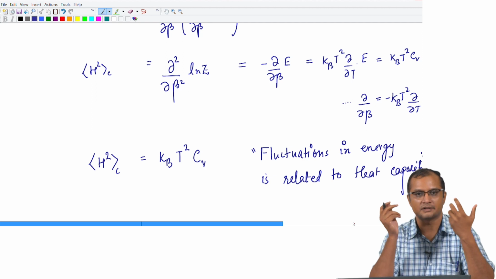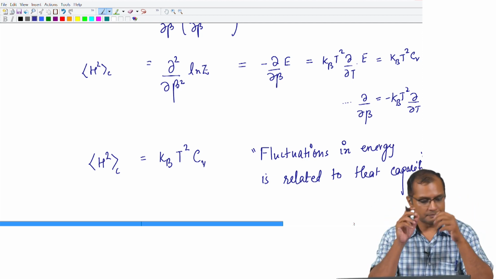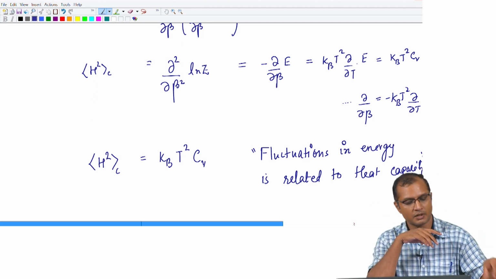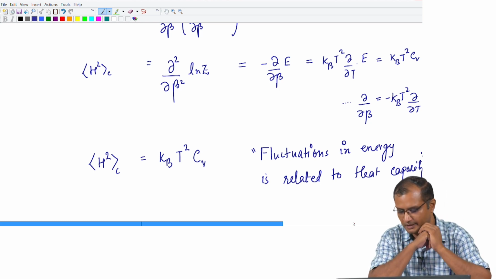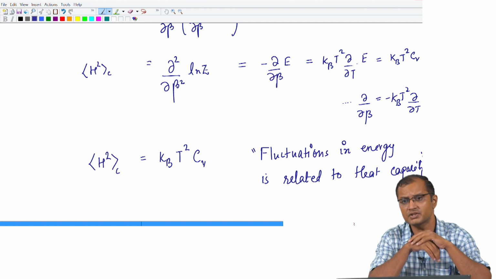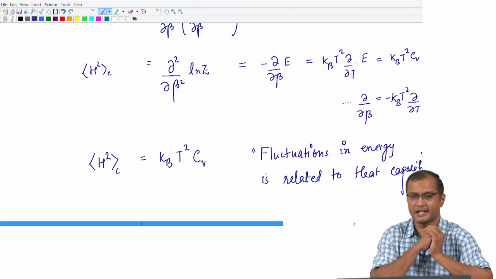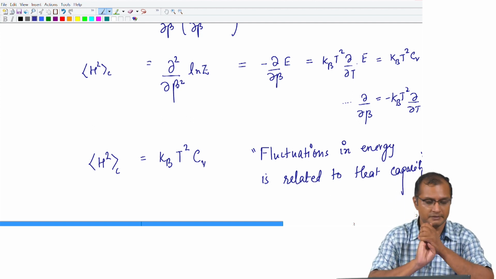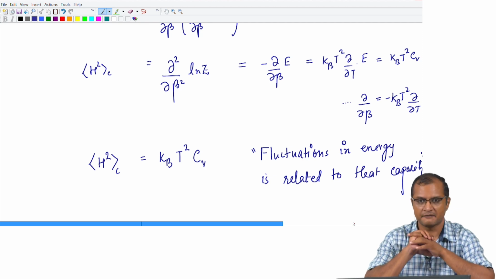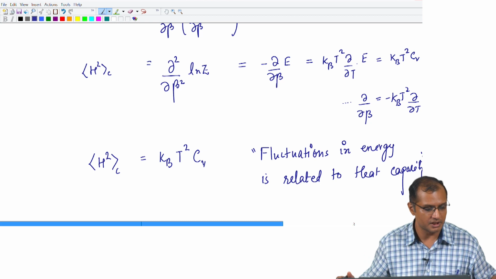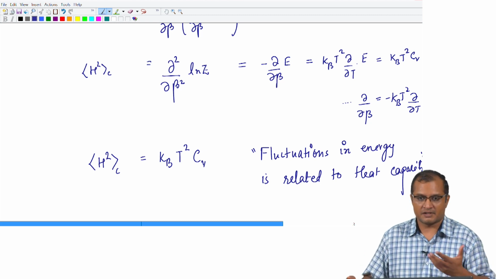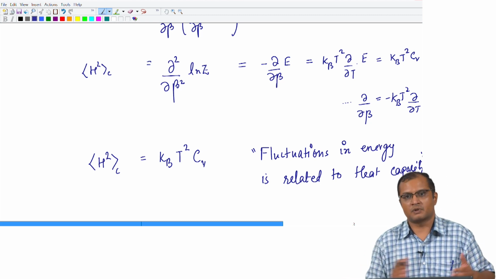So, they are very meaningful. How a system undergoes energy exchange with the reservoir and the nature of these fluctuations decide what will be the heat capacity. So, near a phase transition, for example, if these fluctuations become very large or diverging, the heat capacity of the system near such phase transitions would diverge.